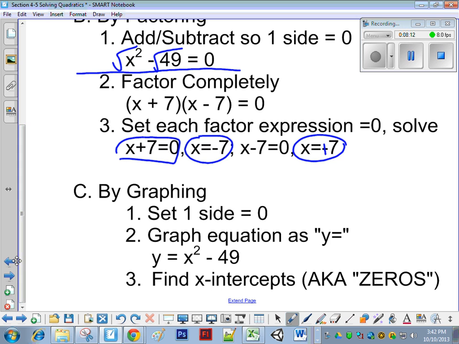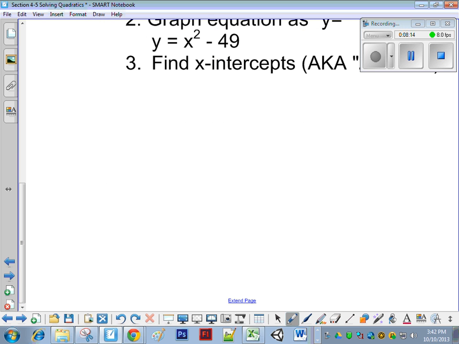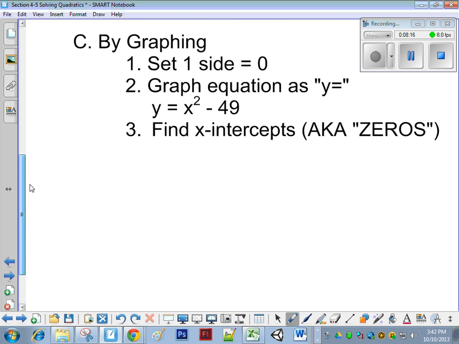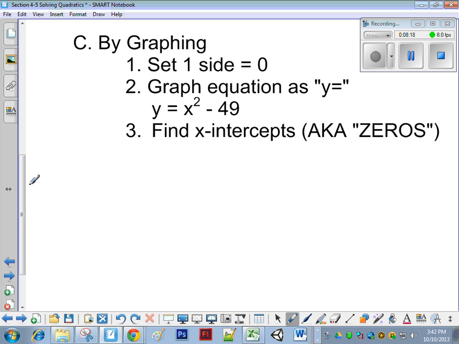Now a third way I can do it is by graphing. And I'm going to take this same equation, and I'm going to go ahead and graph that. Now I don't have a graphing calculator with me. I do know from this, if I graphed it by hand, that my h would equal 0 and k is going to equal negative 49. And that's not going to graph very easily because it's going to be all over the place. And it's going to be difficult to show right here.